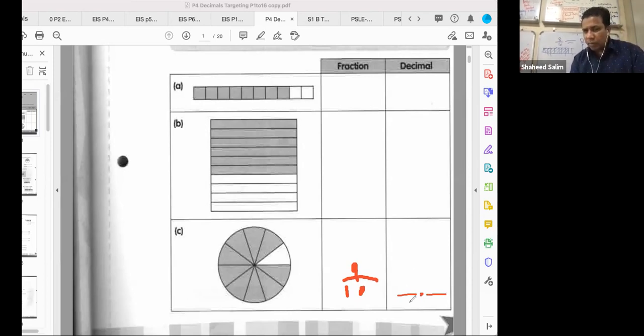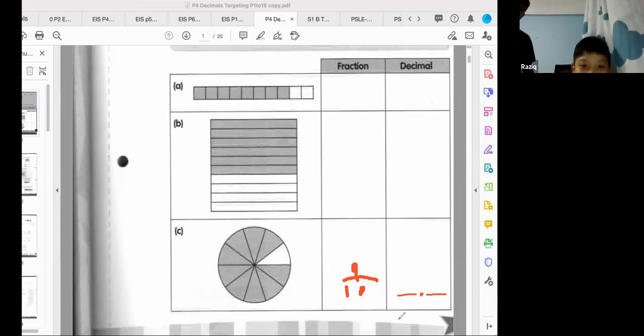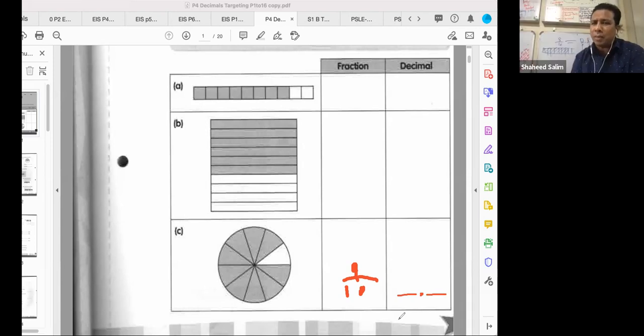You won't let me draw. Why? What happened? Brother, don't disturb him. Yesterday you had your tuition already. You're going to disturb him. What happened?